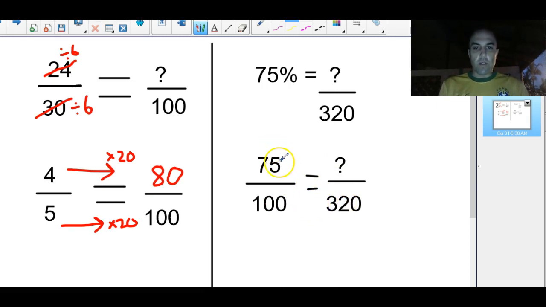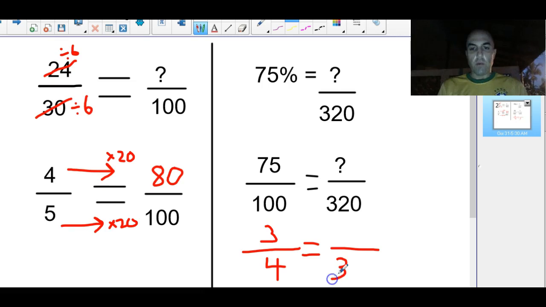I'm sure you know that there's a relationship between 75 and 100, that they also have a common factor. I can divide both of those by 25, because 25 is the greatest common factor. And if I do that, I would get 3/4, right? 3 out of 4. So 3 out of 4 families were represented, and 3 out of 4 equals what out of 320? Once again, we end up with a nice between ratio proportion to solve. How do I get from 4 to 320? I multiply it by 80. So what am I going to do to 3?